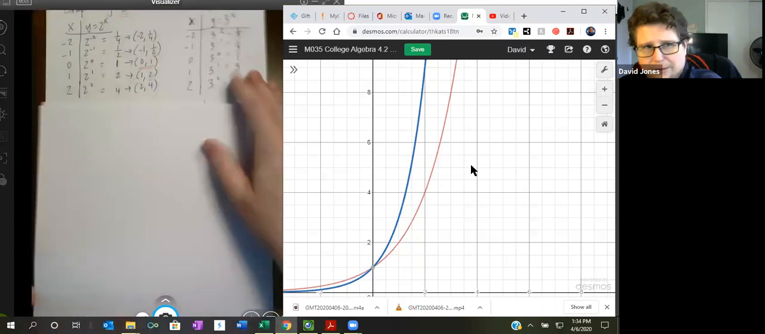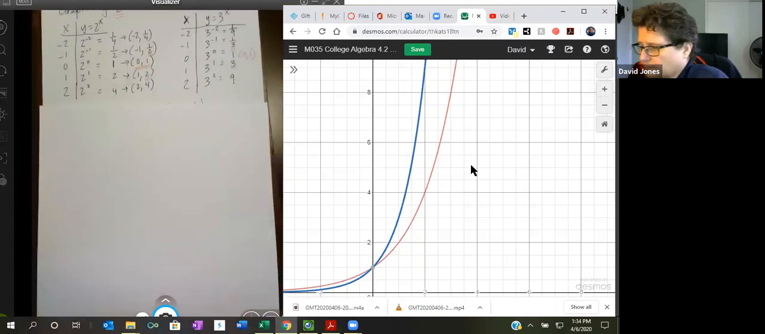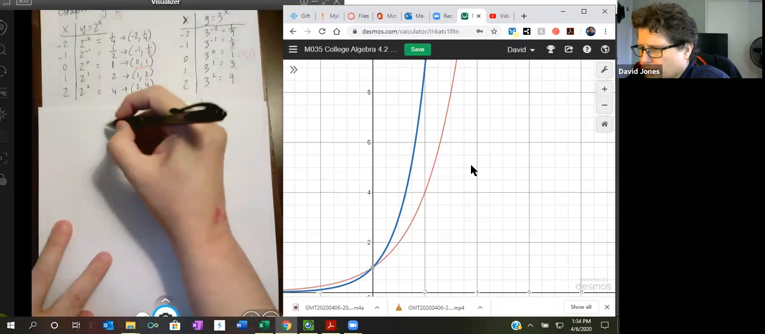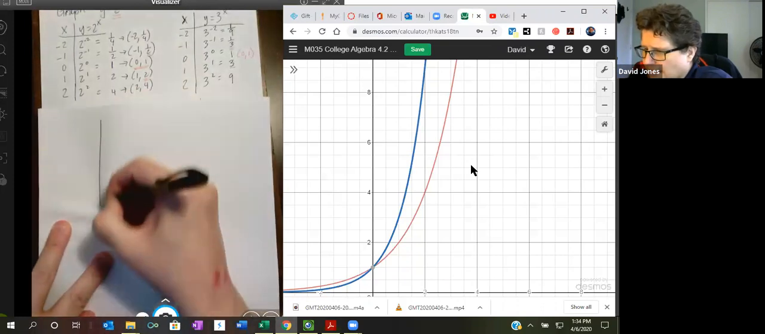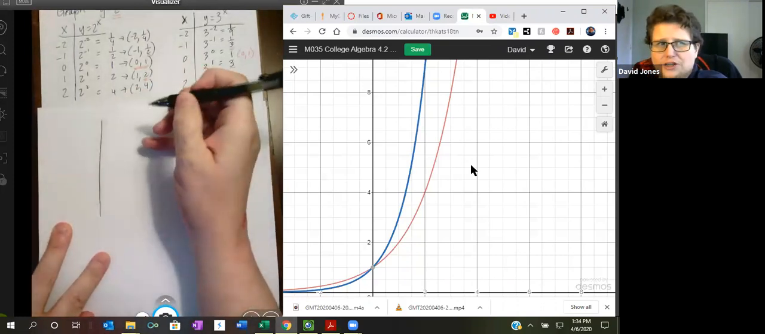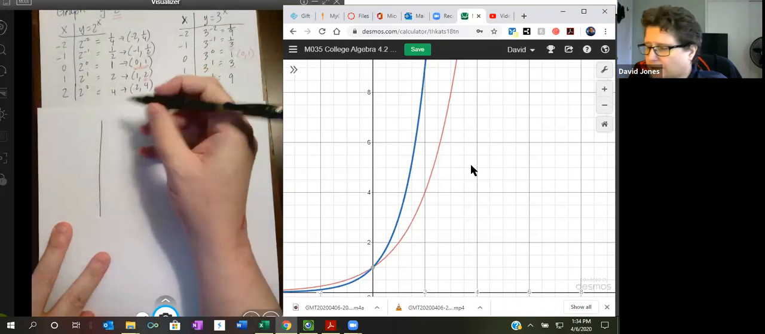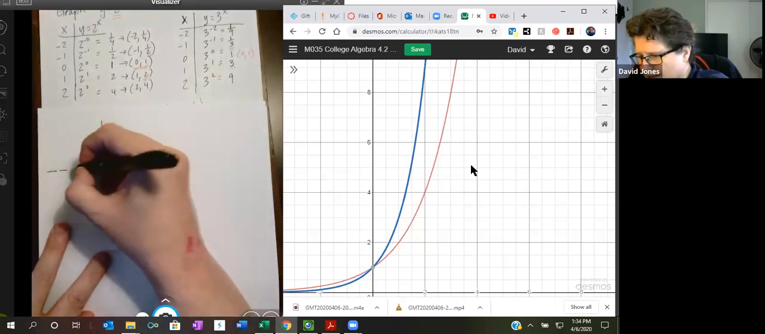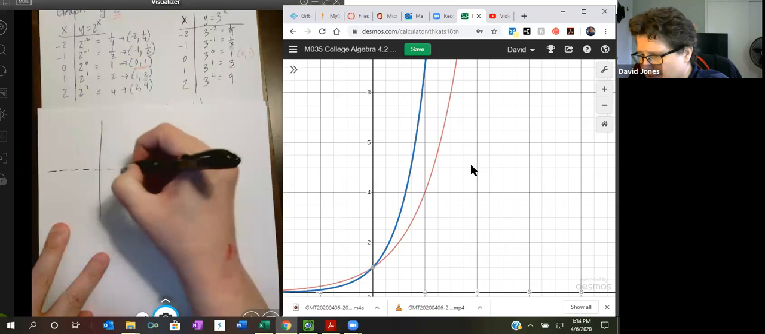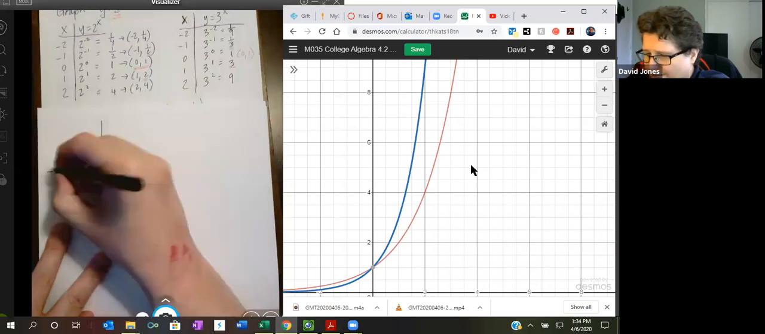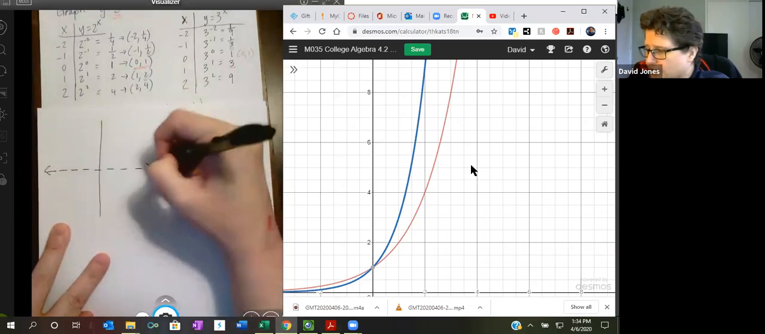I'll leave those up there where we can see them. So we're going to do it by hand. We said the range can never be 0, which means 0 in general is our asymptote for the default graph. It's a horizontal asymptote.